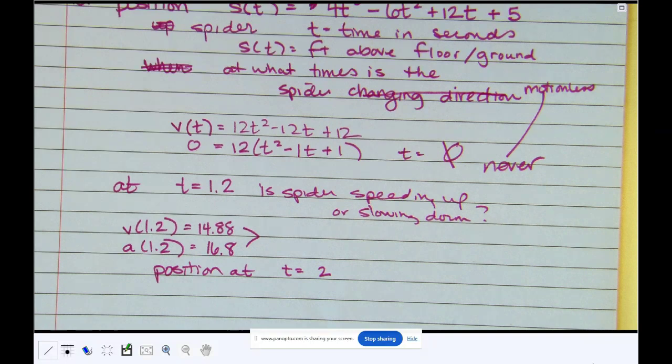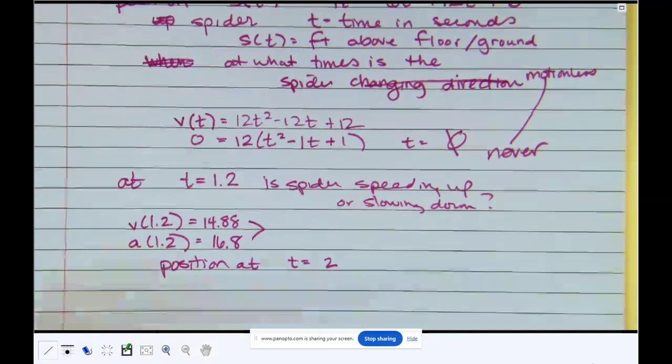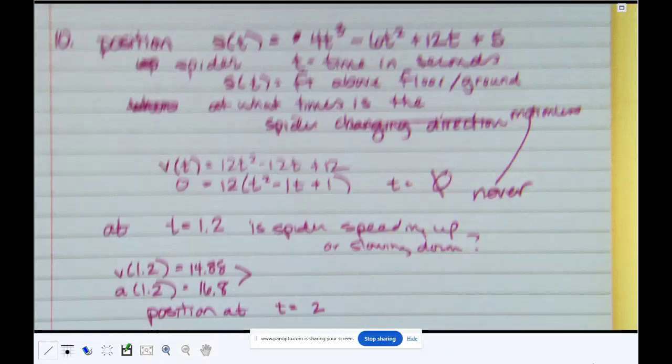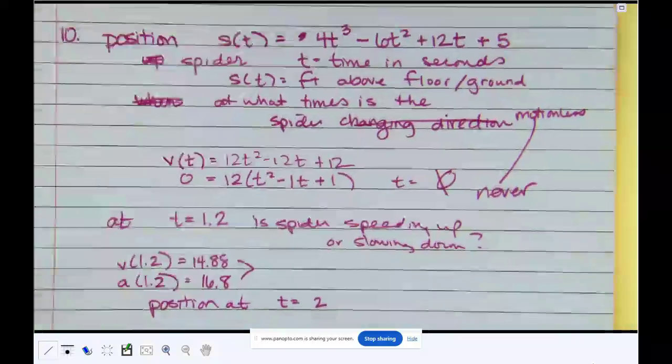Why are we going back to this question? Just making sure I cover everything. Can I see the position? Is it really easy? It's really easy. You just plug in 2 to the original. Yep.